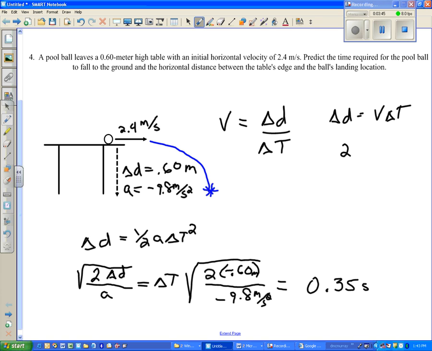And so we end up with our 2.4 meters per second times our time of 0.35 seconds. And that'll give us our final answer, which ends up being 0.29 meters, which is 29 centimeters.